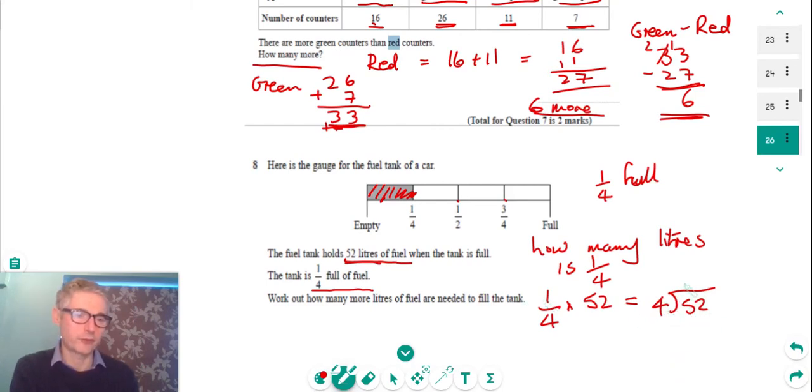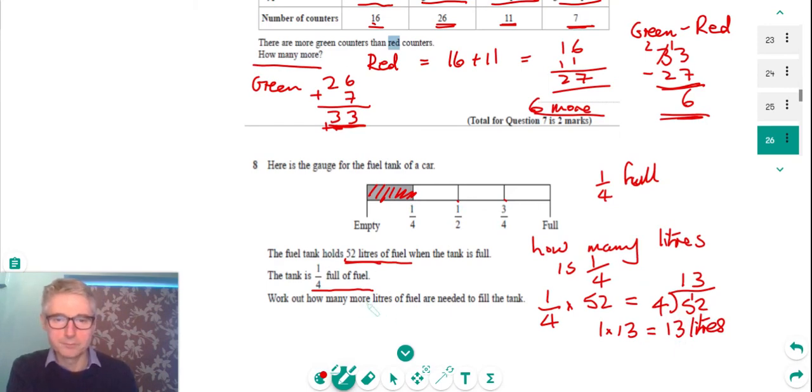So we can see 4 goes into 5 once, remainder 1, carry that remainder. And so we've got 4 into 12 now, so that's 3. And it goes in exactly. So if we were then to times by the top, we'd have 1 times 13, which is just 13 litres. So we can see that when the tank is a quarter full, it's got 13 litres in it.